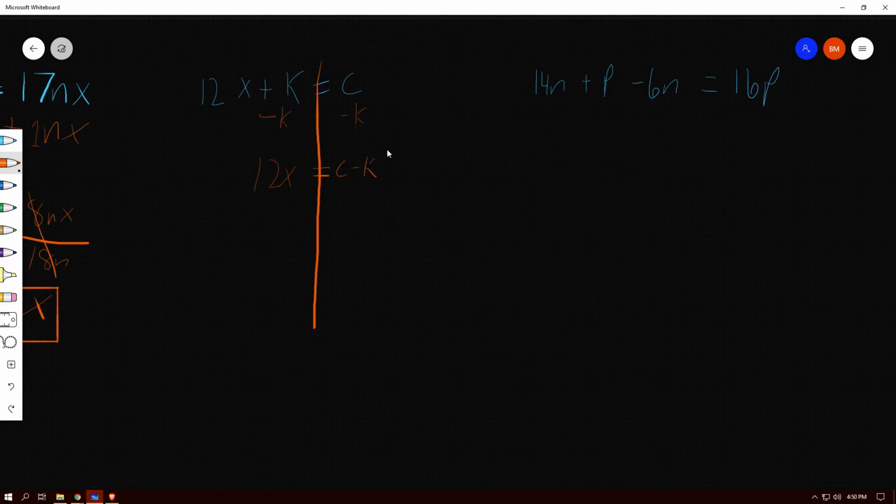So we have c minus k. Now, I ask myself again, what am I solving for? X. What's on the same side as x? The 12. What is that 12 doing? It's multiplying. How do you get rid of multiplication? You divide.